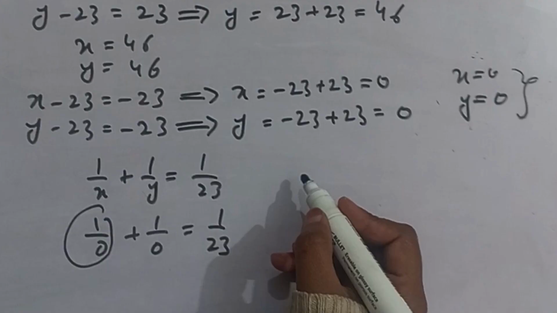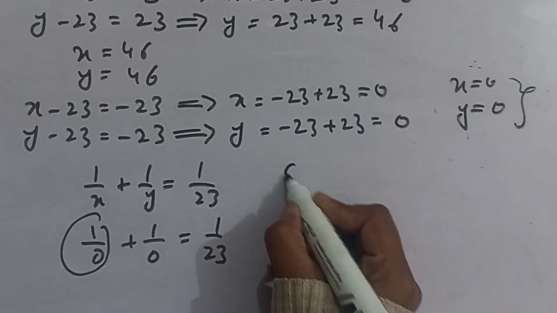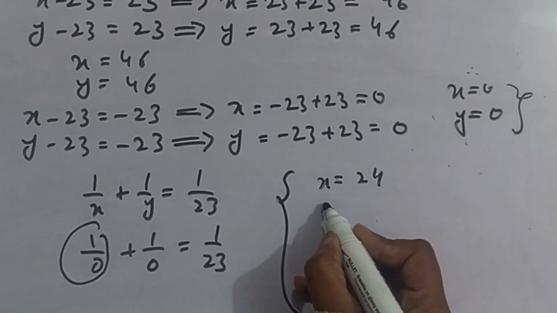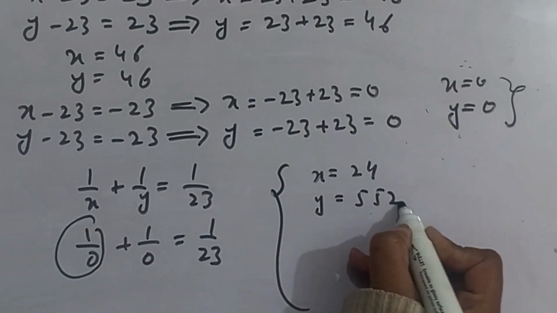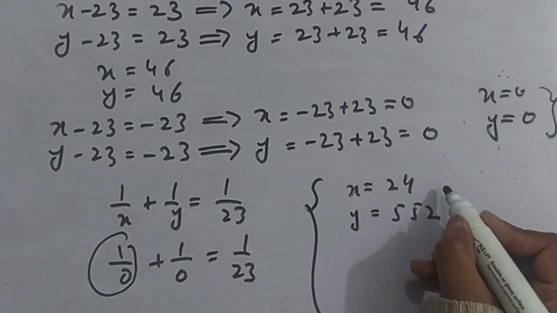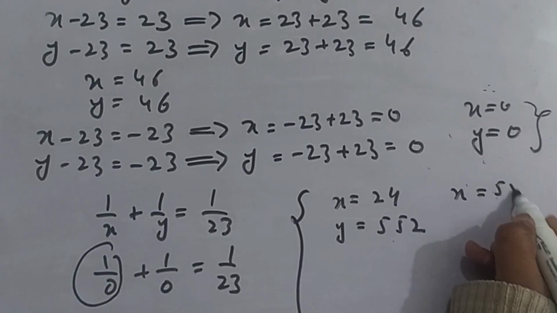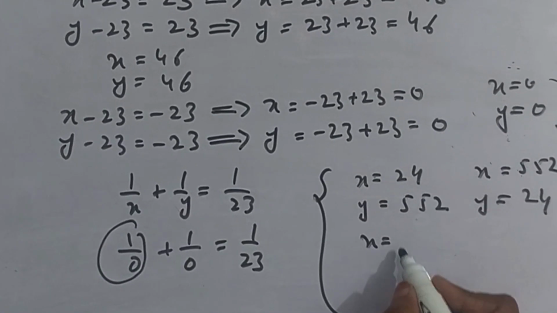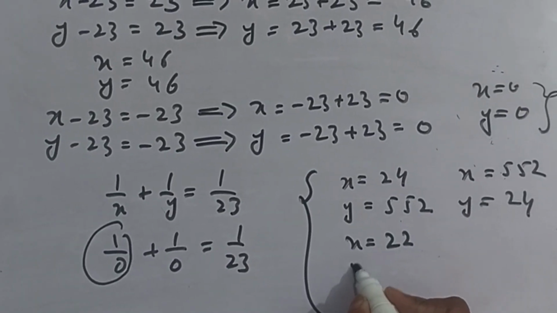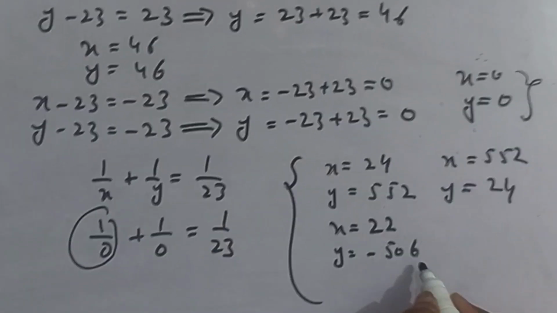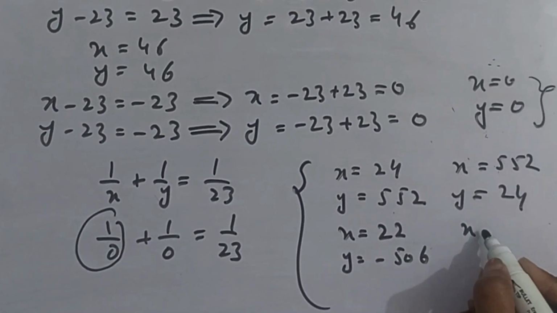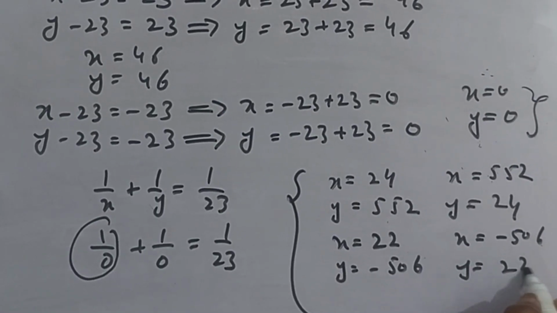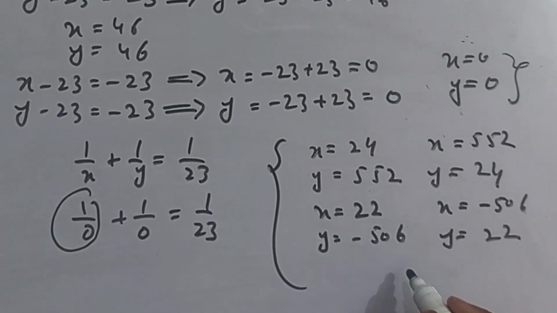So in our question we get these values. First, x is equal to 24 and y is equal to 552, or x is equal to 552 and y is 24. Next, x is equal to 22 and in this case y is equal to minus 506. The next is x is equal to minus 506, then y is 22. So these are all the values that satisfy our solution.